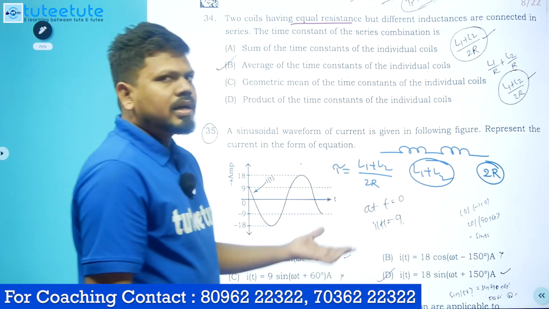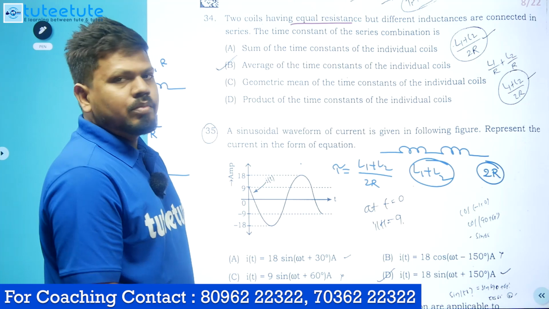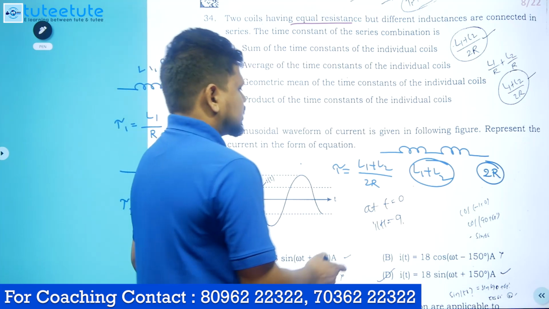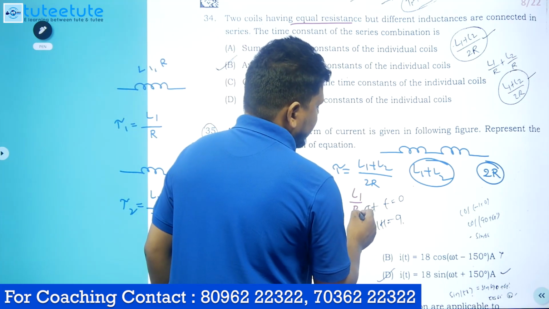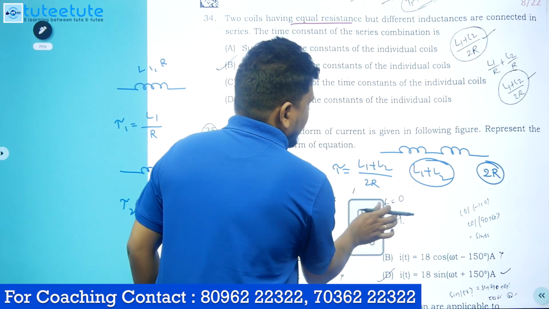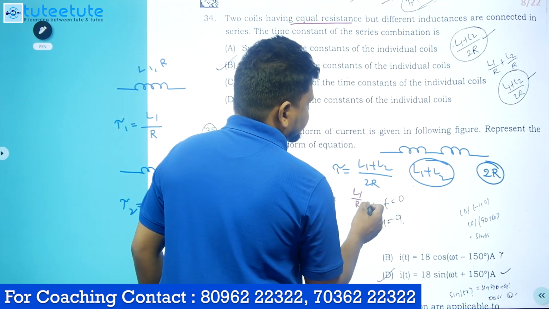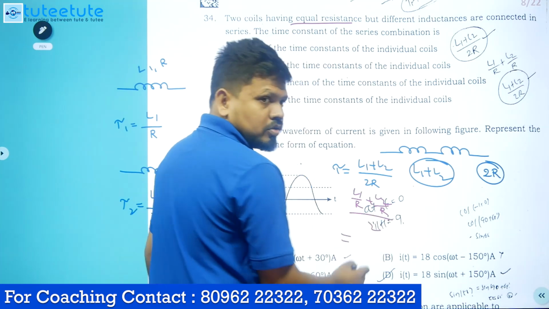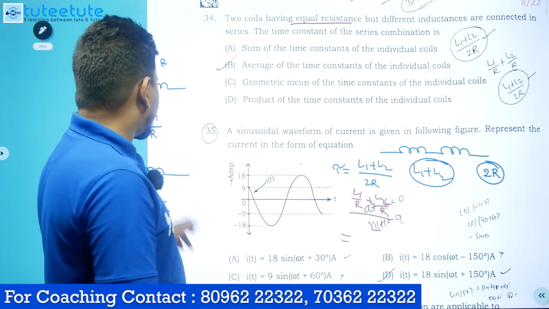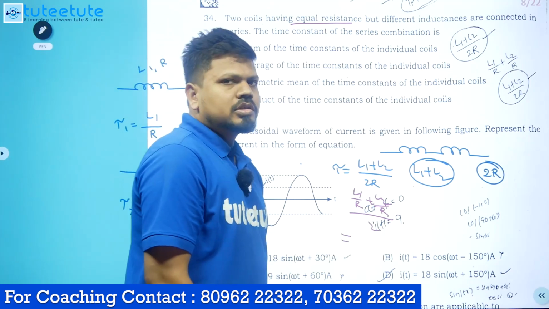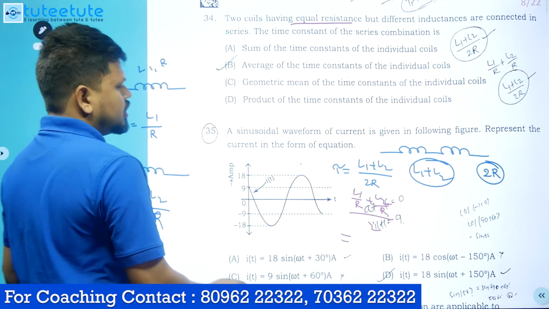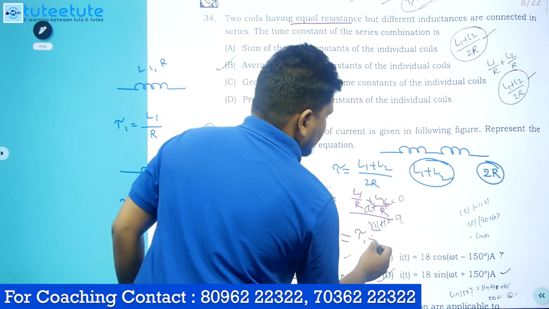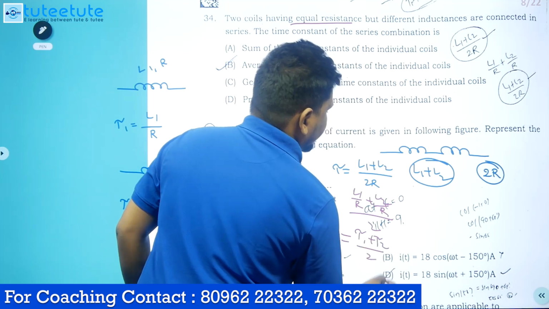What they are asking is the time constant of the complete coil. So we can write L1 by R plus L2 by R, divided by 2. Directly we can get, this is the time constant of the first coil and this is the time constant of the second coil, T1 and T2. So we can write T1 plus T2 divided by 2.